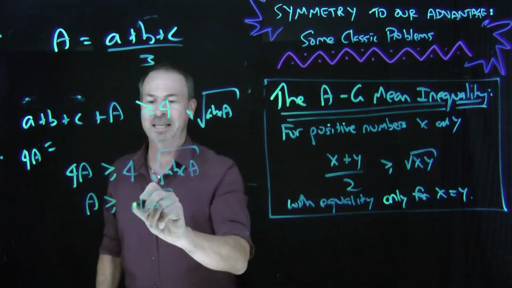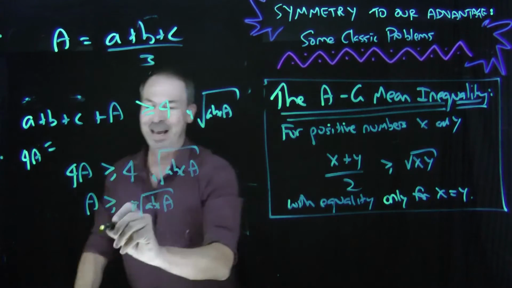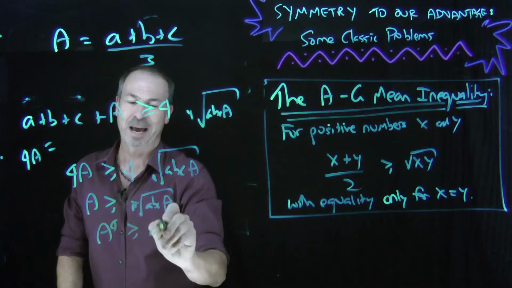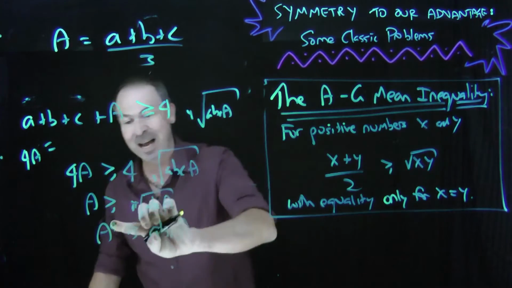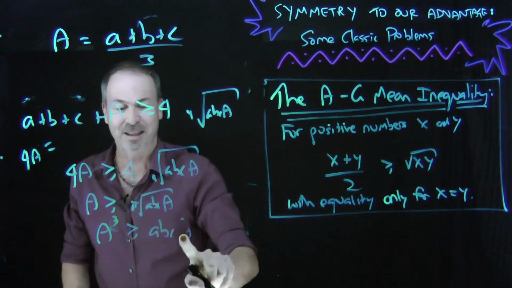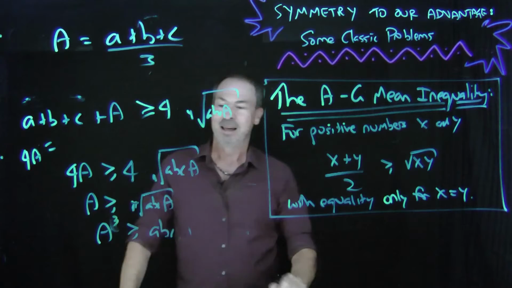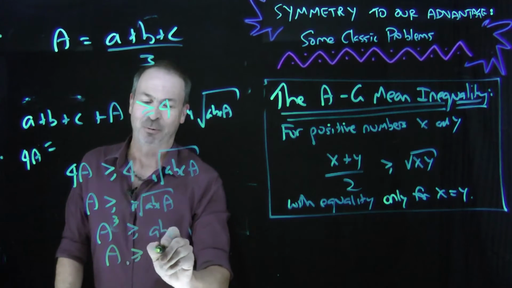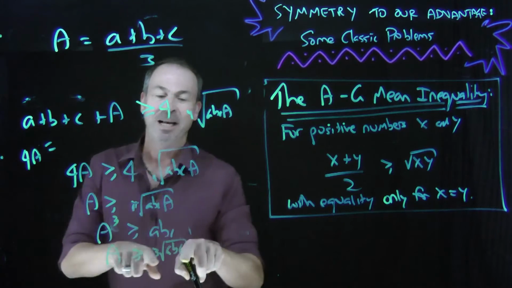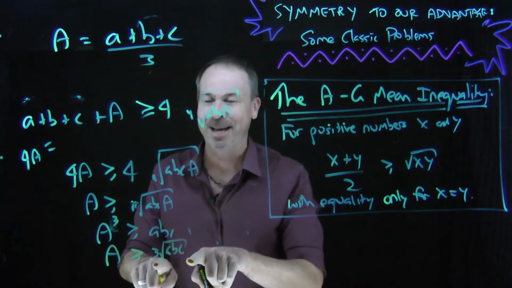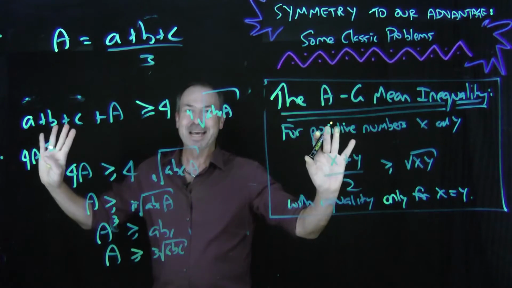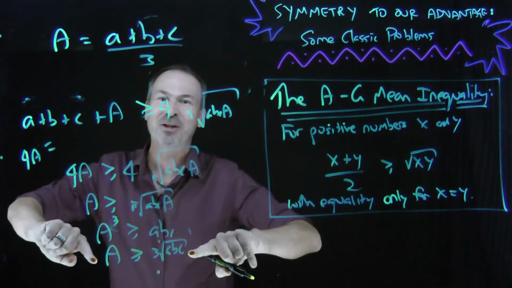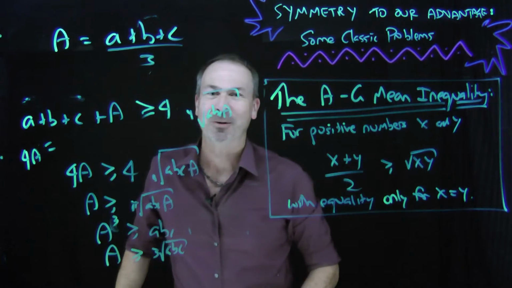Let's take the 4th powers of everything. A to the fourth is greater than or equal to ABC times A. Divide everything by A, and A cubed is greater than or equal to ABC, that product. Therefore, the arithmetic mean of A, B, and C is greater than or equal to the cube root of A, B, C, the geometric mean of A, B, and C. There it is. I've now got the three-dimensional version of the arithmetic geometric mean inequality.